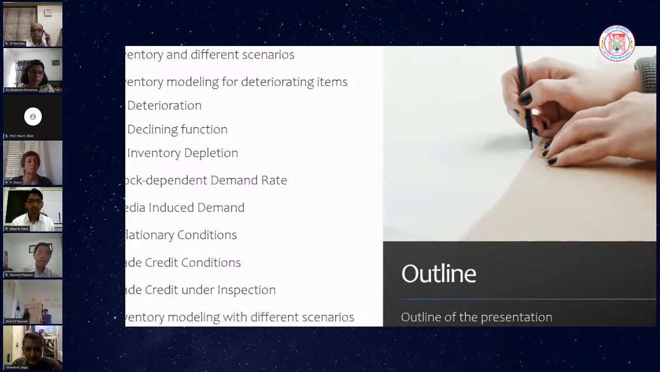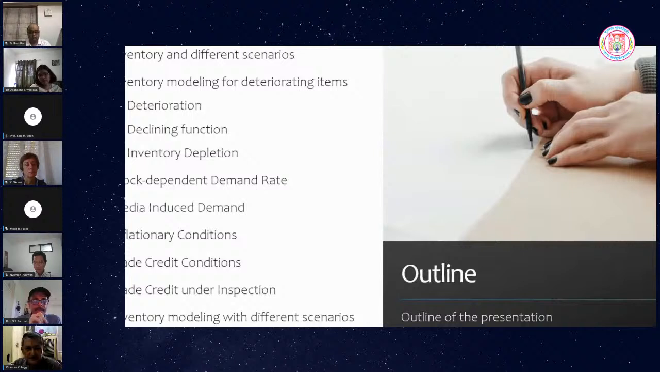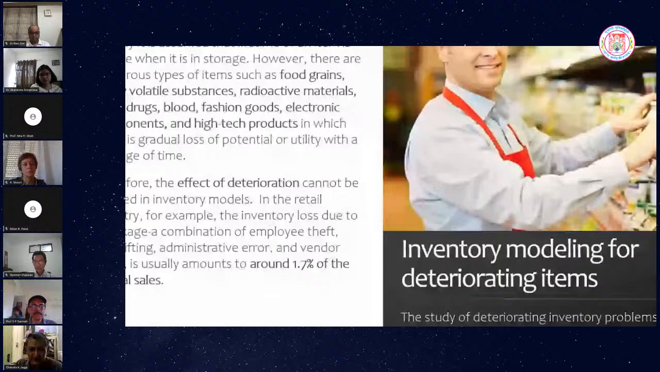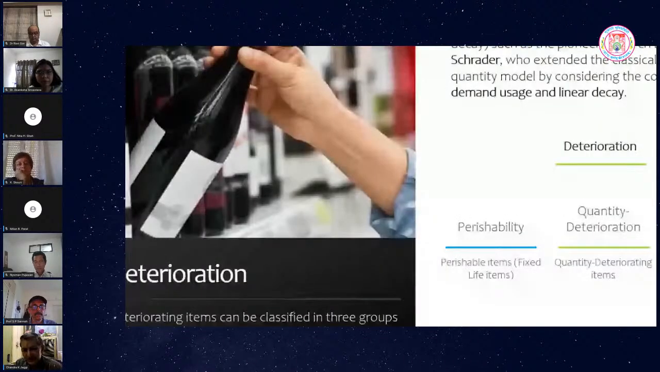Stock dependent demand is taken care of, media-induced demand, and imperfect. Now, basically, we feel that things lose potential utility over a period of time. That means it is a gradual loss of potential utility over the passage of time. In such a scenario, the effect of duration cannot be ignored in any of the inventory studies. Now, deterioration, which we also call perishability, includes quality deterioration, then you have utility deterioration. But perishability, we all know, basically has a fixed lifetime.